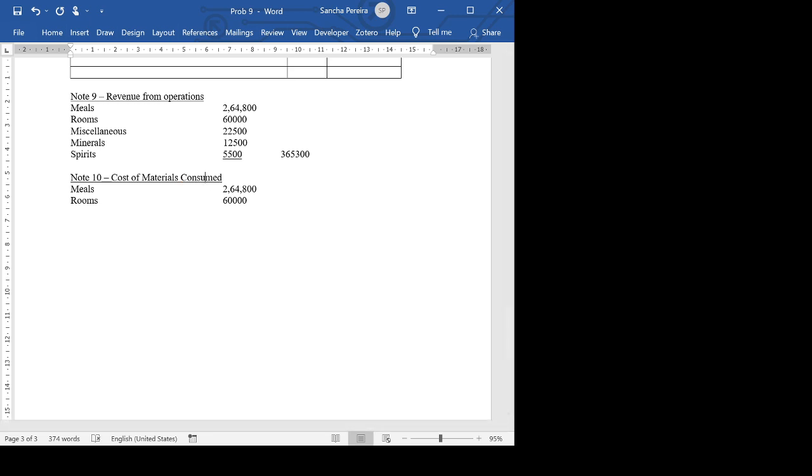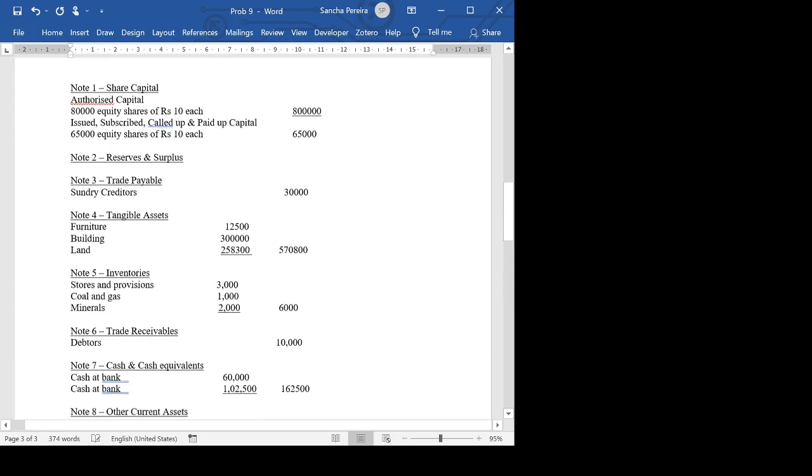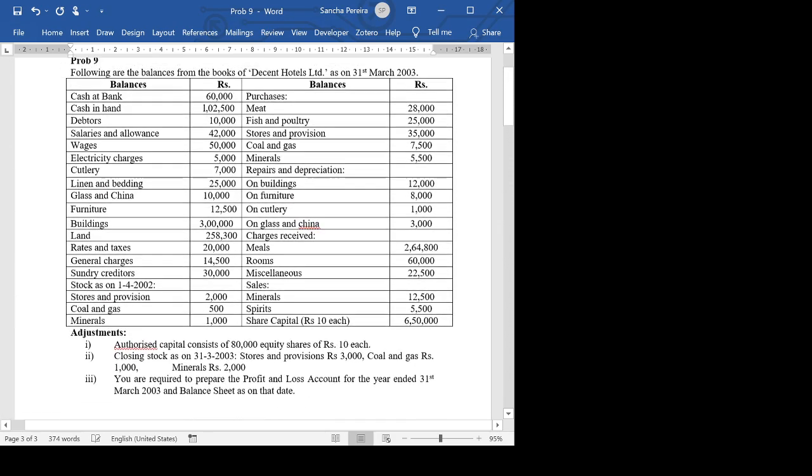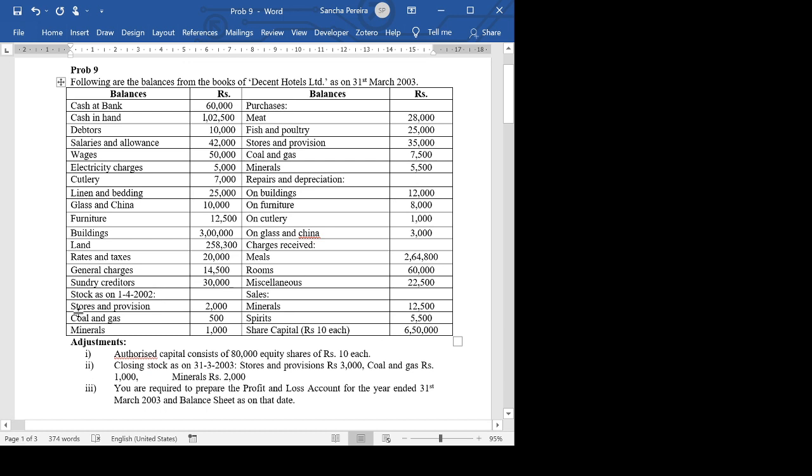Cost of materials consumed. Now, if you remember yesterday, I was explaining to you. If you see the opening stock, you have stores and provisions, coal and gas, minerals. If you see the purchases, you have stores and provisions, coal and gas, minerals, plus you have meat, fish, and poultry. And if you see the closing stock, stores and provisions, coal and gas, and minerals.